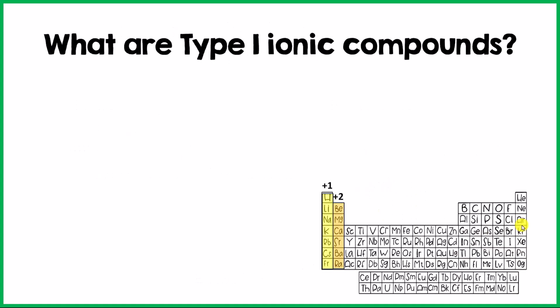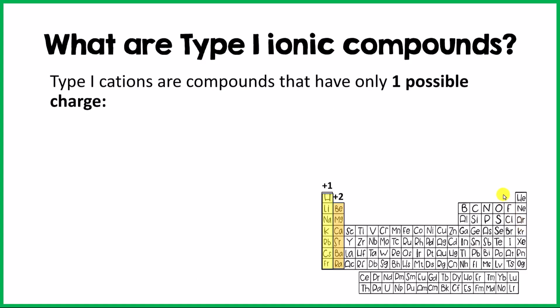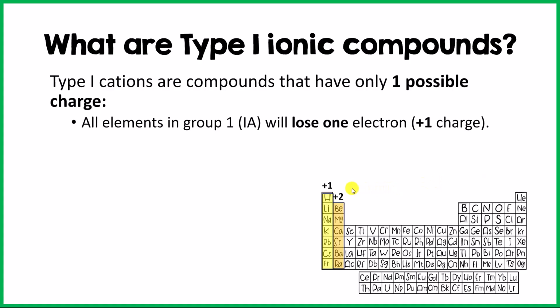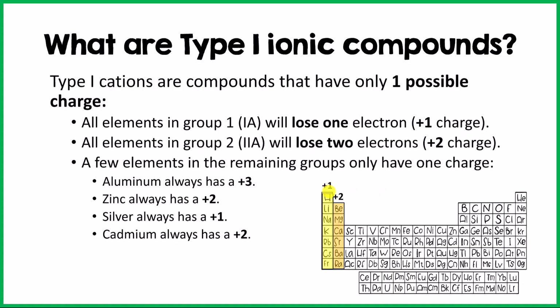What are type 1 ionic compounds? Type 1 cations are compounds that have only one possible charge, and these are most straightforward for naming. All elements in group 1 will lose one electron. They always have a +1 charge. All elements in group 2 will lose 2 electrons, so they always have a +2 charge.